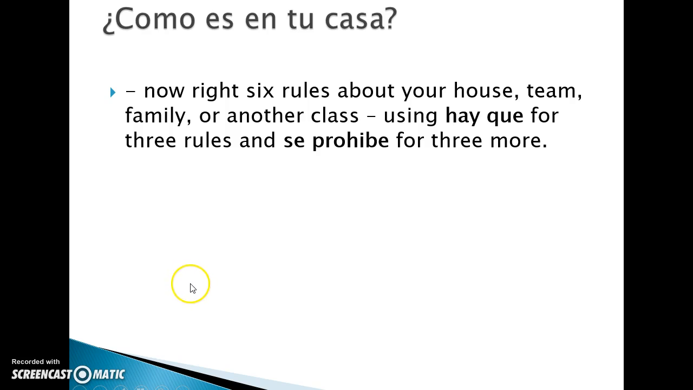¿Cómo es en tu casa? So now write down 6 rules about your own house or your team or your family, or rules perhaps for another class, using hay que for 3 of the rules and se prohíbe for 3 more. All you do is attach infinitives to these expressions. Hay que is for what everyone must do, and se prohíbe is what everyone is prohibited to do. So write those 6 rules on a separate piece of paper and show me tomorrow that you watched the video and did your homework.